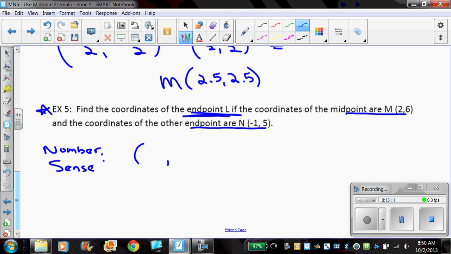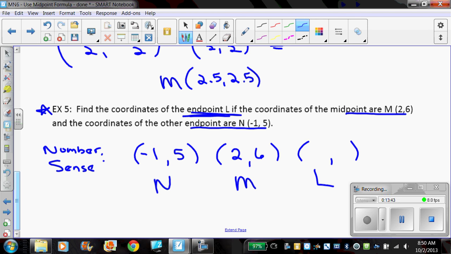I'm going to first just throw the 3 coordinate marks down here. And what I'm going to say is this. These outer 2 will be representing my endpoints. So like this is going to be my endpoint. This is my L. So these are my 2 endpoints. And this in the middle is my midpoint. Okay, so I have my 2 endpoints represented on the ends and then my midpoint in the middle. N is given to us as -1, 5. The midpoint is given to us as 2, 6. What we need to find out is this L point.